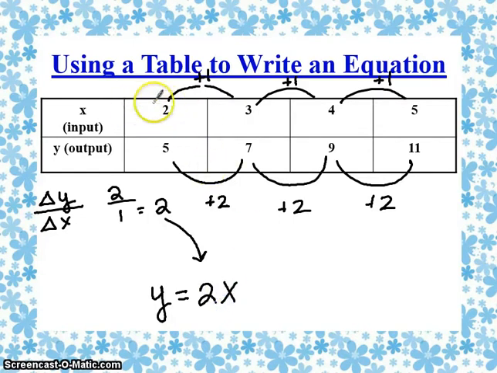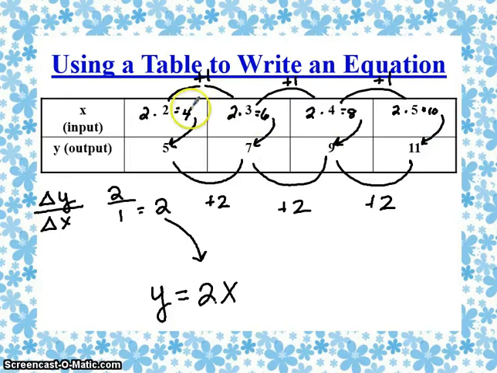Now, take 2 times x and see if that gets you your output. 2 times 2 is 4, not 5. 2 times 3 is 6, not 7. 2 times 4 is 8, not 9. And 2 times 5 is 10, not 11. So you can see that every time when we multiply by 2, we're off by 1. So we have to add 1 to adjust our constant rate of change to match our outputs. So our equation is y equals 2x plus 1.